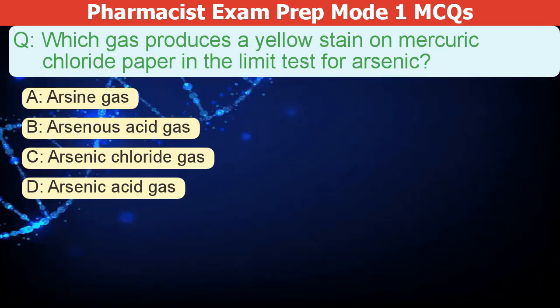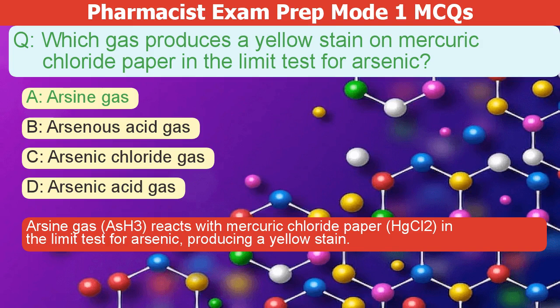Which gas produces a yellow stain on mercuric chloride paper in the limit test for arsenic? A. Arsine gas. B. Arsenous acid gas. C. Arsenic chloride gas. D. Arsenic acid gas. The correct answer is A. Arsine gas, AsH3, reacts with mercuric chloride paper, HgCl2, in the limit test for arsenic, producing a yellow stain.